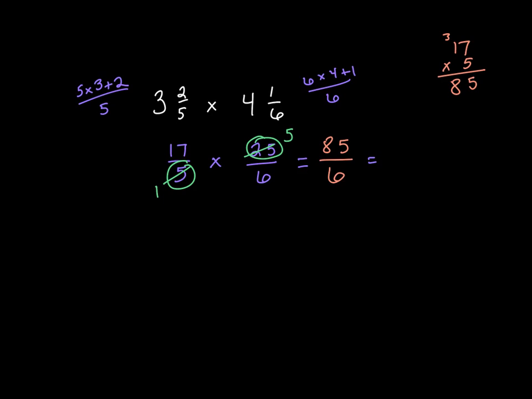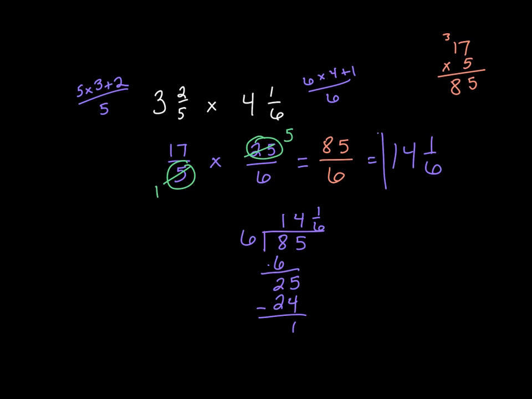Now let's go back to a mixed number. 6 goes into 85, 14 times, with the remainder of 1. That would be 14 and 1 over 6.